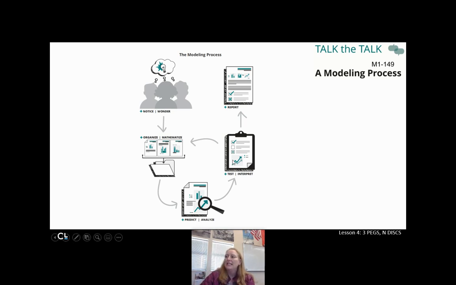And then you test it. And if it works, great. Then you're ready to report it. If you're like, ooh, I tested it and that didn't quite work, then you go back to your organizing and mathematizing your stuff in order to keep going and working through it until you figure out what is actually happening here. So it's super important to have this modeling process down.